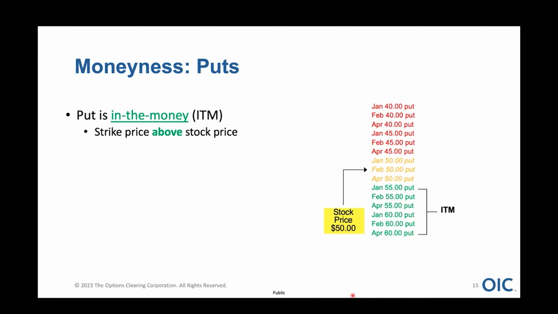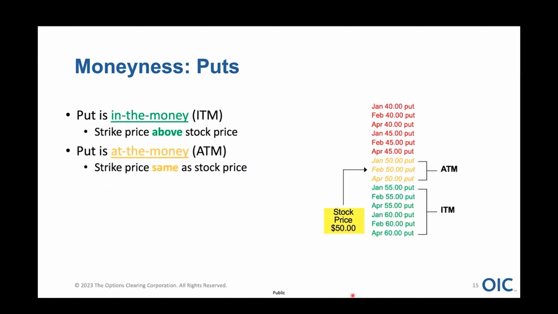Same way with at the money options for puts. A put would be considered at the money if the strike is the same price as the stock price. So with the stock trading at 50, the 50 level puts for Jan, Feb, and April would be considered at the money. Now, it doesn't have to be exactly at the money. It's really the strike price that's closest to where the stock is trading. So with the stock trading at 49, if there were no 49 level strikes, the 50 call and put would still be considered roughly the at the money options.